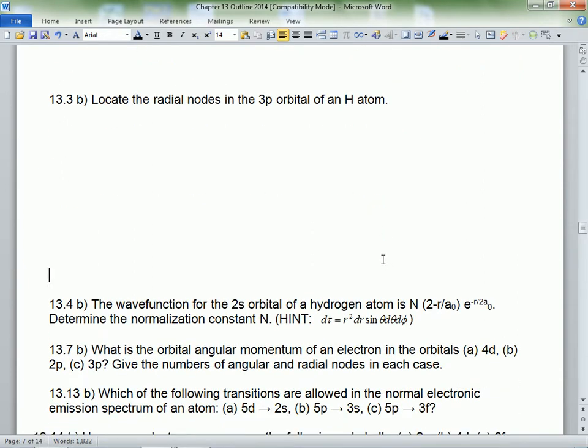Locate the radial nodes in the 3p orbital of a hydrogen atom. I want you to think about this for a little bit. We mentioned how to do this in the notes. That last one we just did was 13.1b, right? We haven't done these problems yet. You have to look at the table. We gave a starting point in our notes. And then your 3 is going to be your n. Also you're going to calculate your n and l.